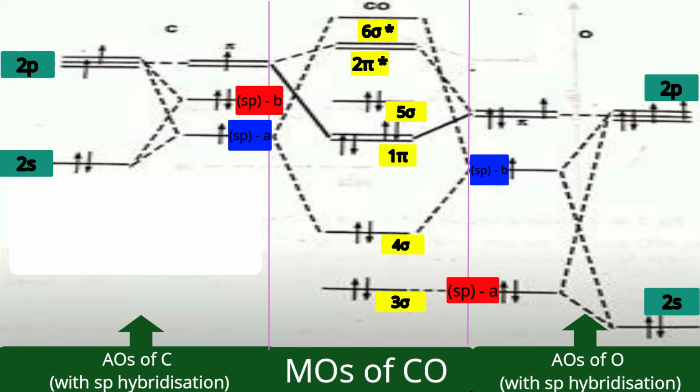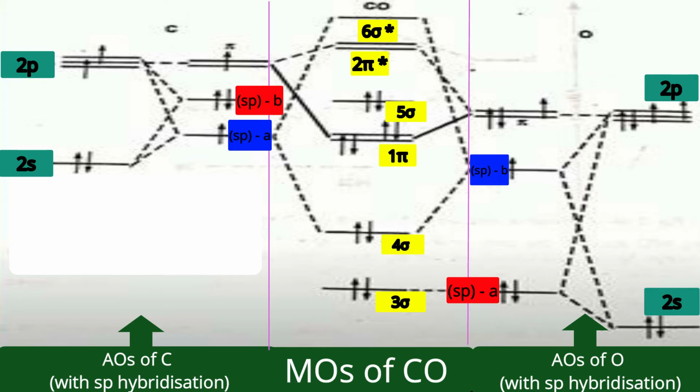Now pay attention to the weightage of the atoms. Which atom contributes more to which orbital? The 3 sigma orbital solely belongs to oxygen, but of course it is in the molecule. The 4 sigma orbital is near to the oxygen orbitals, so oxygen has more contribution. For the 1 pi orbital, again the orbitals of oxygen are near to the 1 pi orbital, so there also the contribution of oxygen will be more.